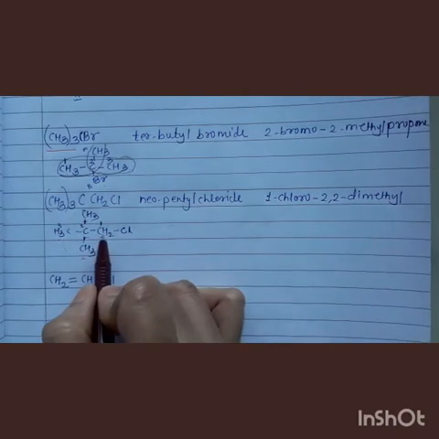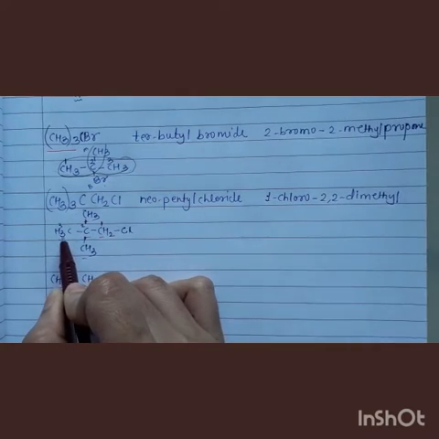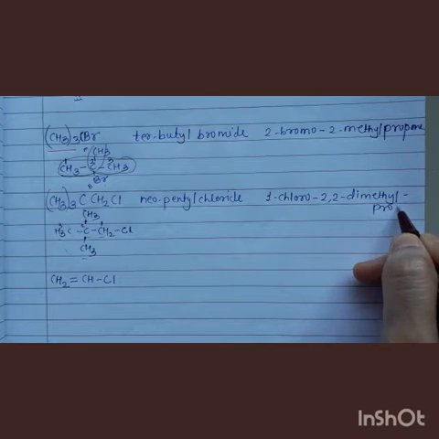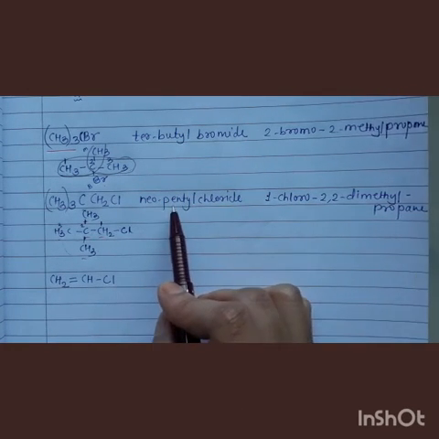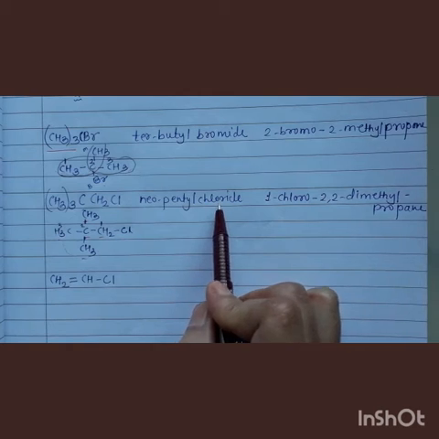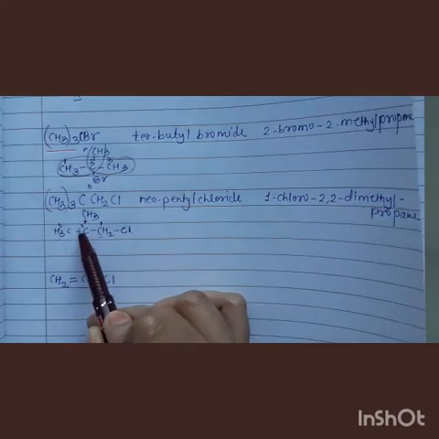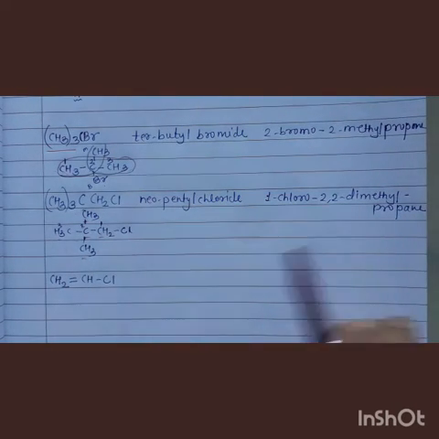And then what is our longest chain? In the longest chain, how many carbon atoms are there? 1, 2, 3. That means propane. So dimethyl propane. The common name is neopentyl chloride, and the IUPAC name is 1-chloro-2,2-dimethyl propane. Let us see next now.